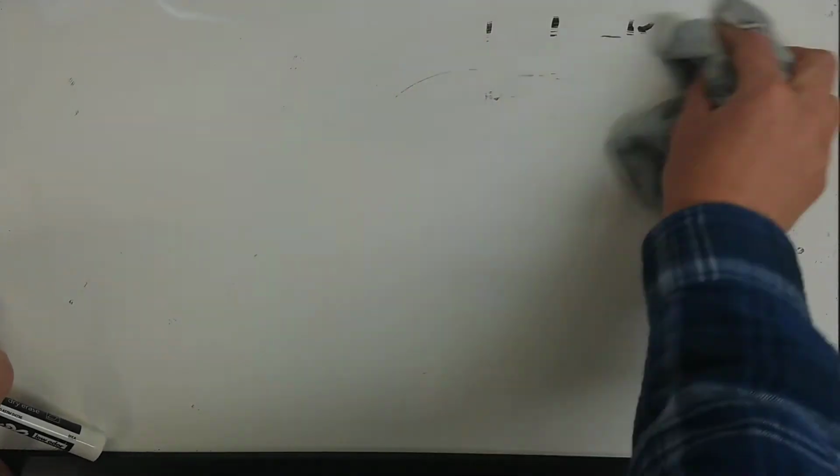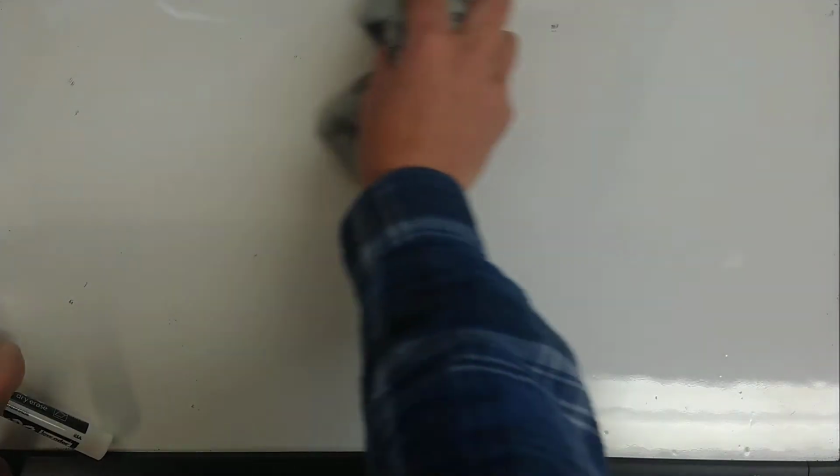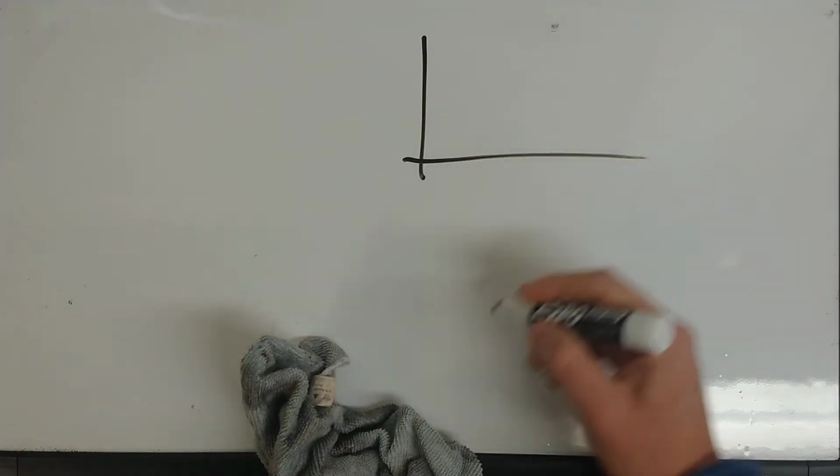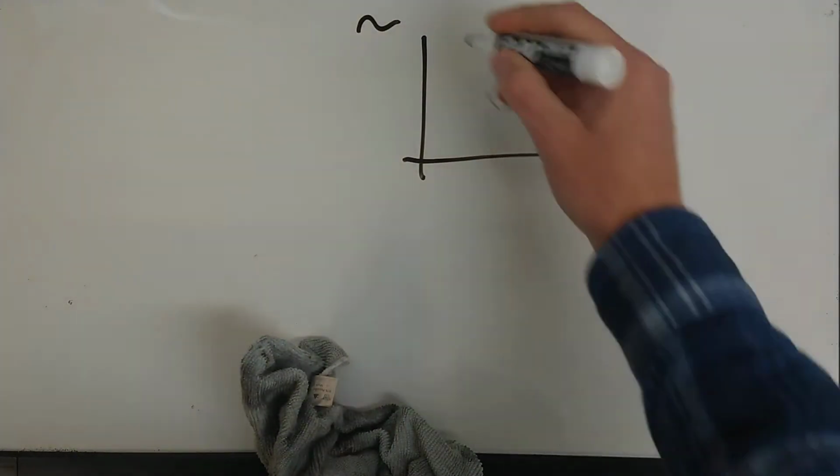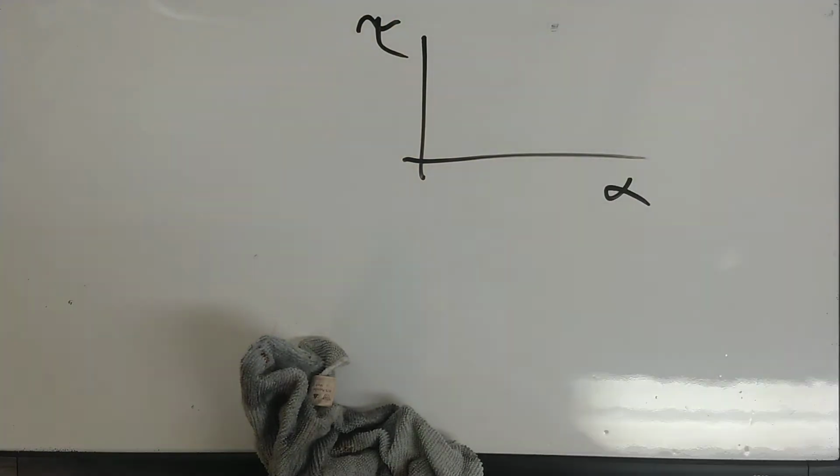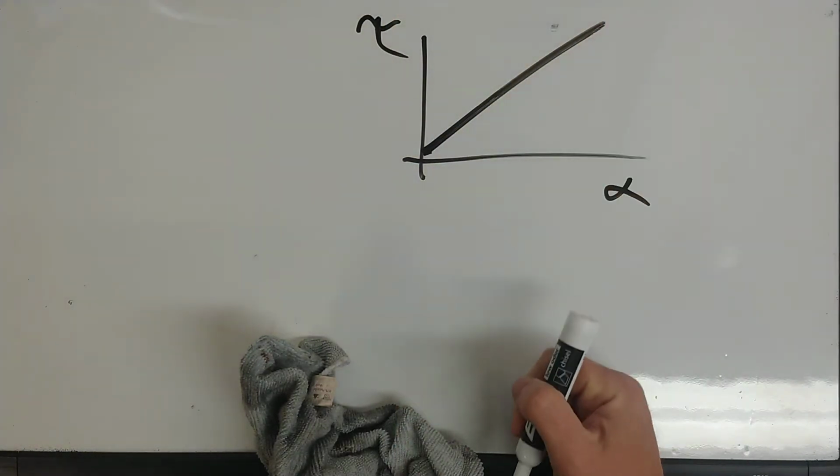Like you have a disk rotating, right? And you get, I don't know, like the torque versus alpha graph, right? And you see it like this.